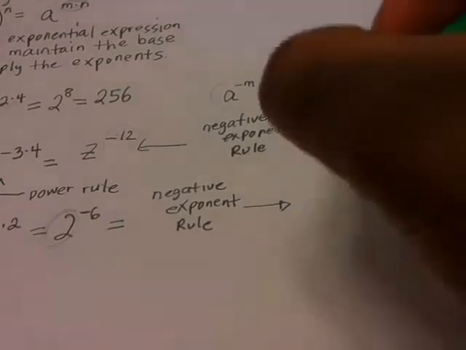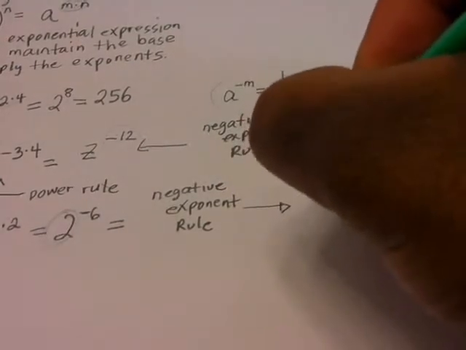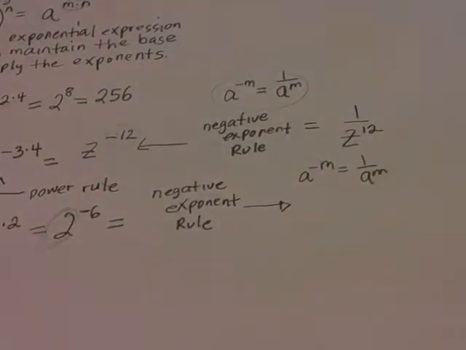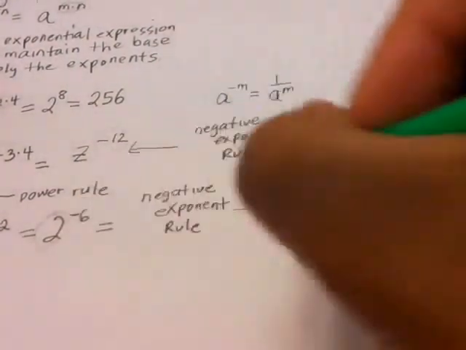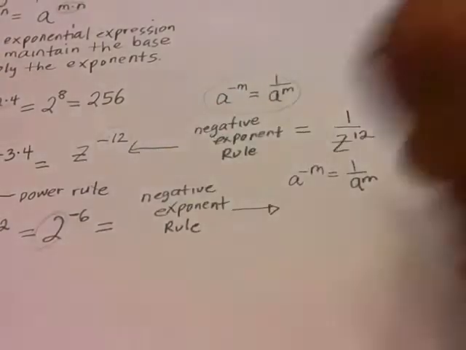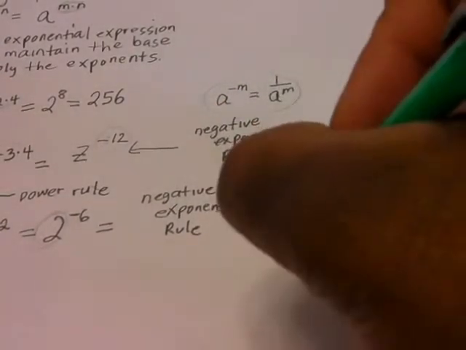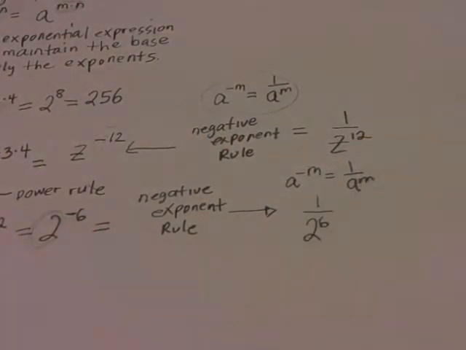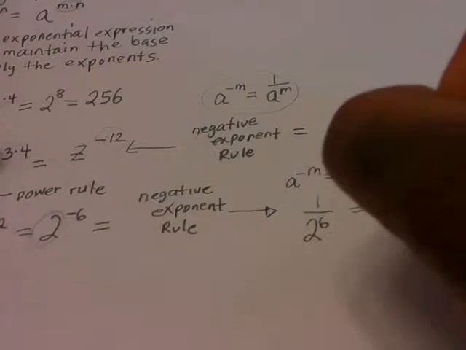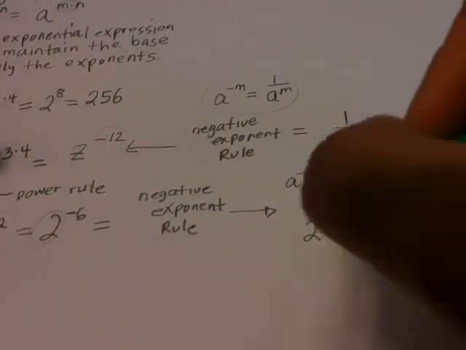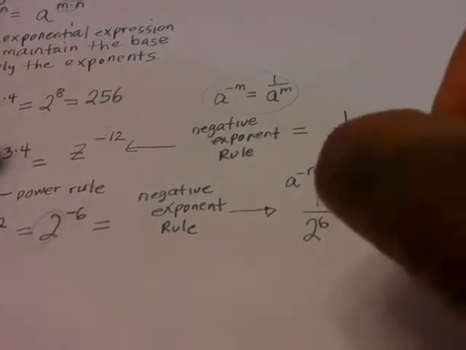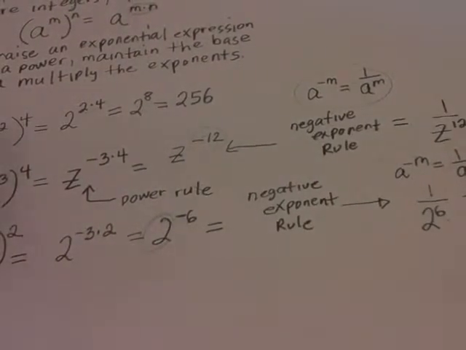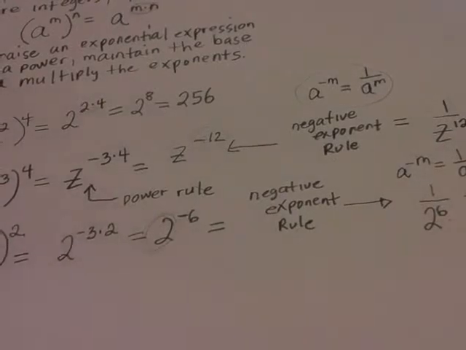So we apply that rule, which is a raised to the power negative m equals 1 over a raised to the power m, and that makes it positive. So this is equal to, using the negative exponent rule, 1 over 2 raised to the power 6, and that becomes positive. And then we simplify it: 1 over 2 raised to the power 6, which is 1 over 64. This ends this part of the series for the power rule.